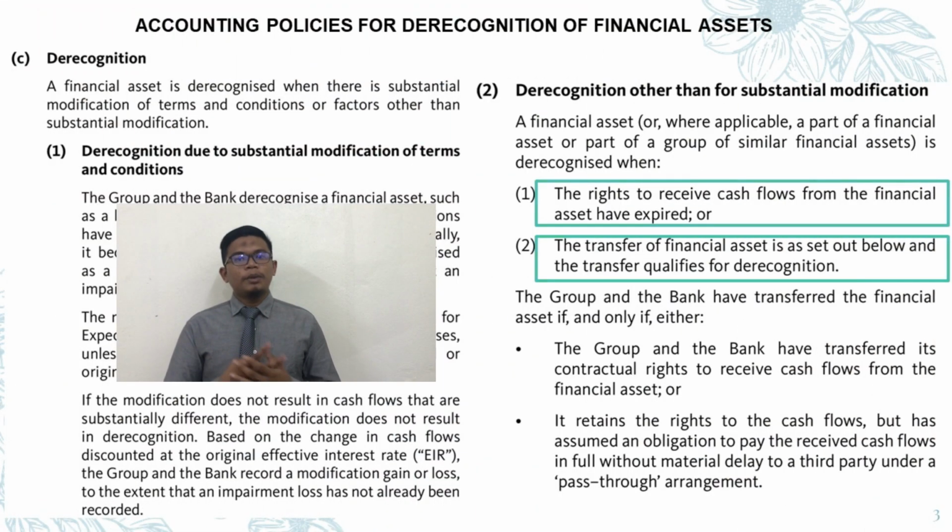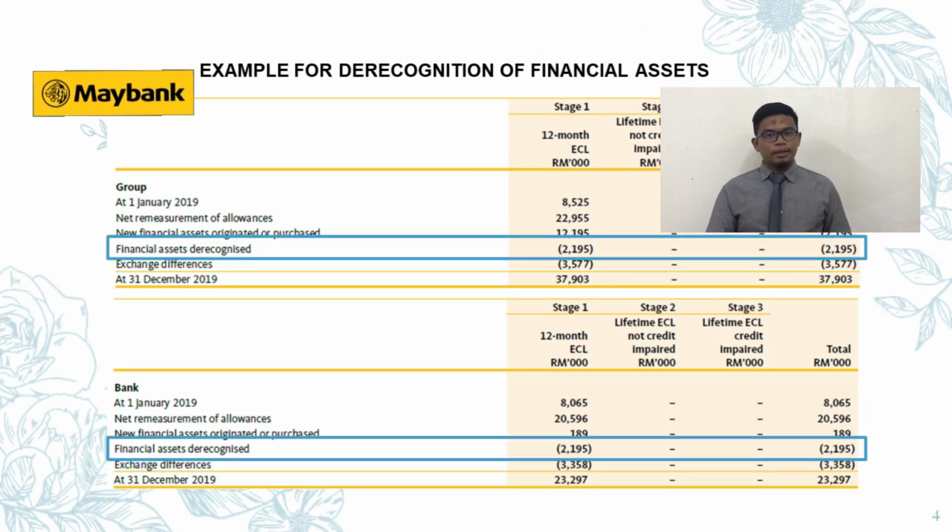So this is the accounting policy for the recognition of the financial asset. As I said before, there are two main points. The first one is that the right to receive cash flow from the financial asset has expired, or number 2, the financial asset is transferred as set out below and the transfer qualifies for the recognition. So this is an example of the recognition of the financial asset and how we present it in the financial statement. As you can see in the box that I have highlighted, the financial asset recognized is amount 2195. This is the financial report of Maybank Berhad 2019.